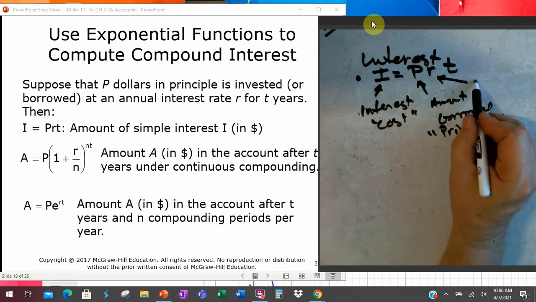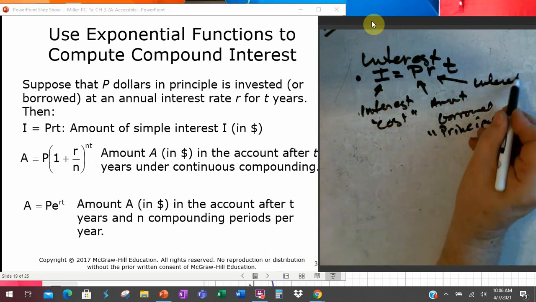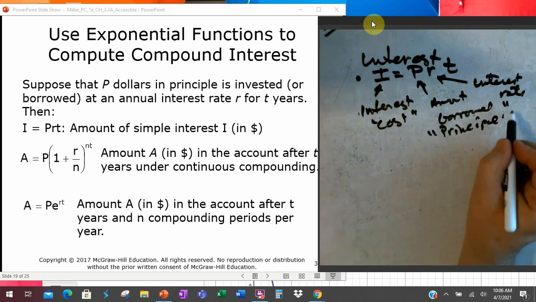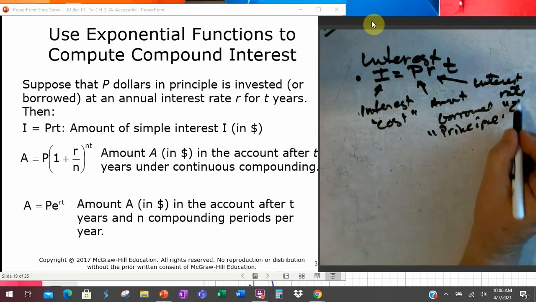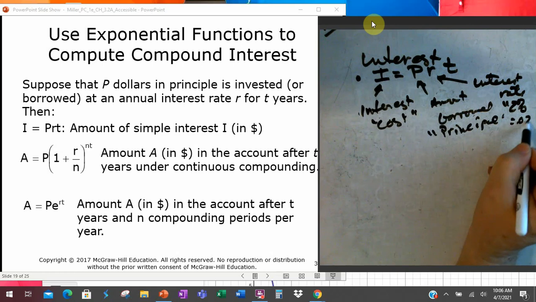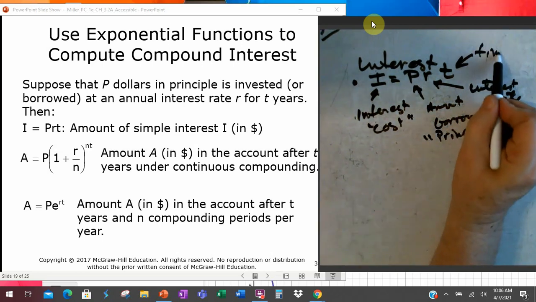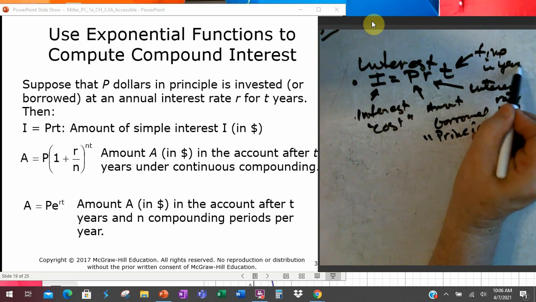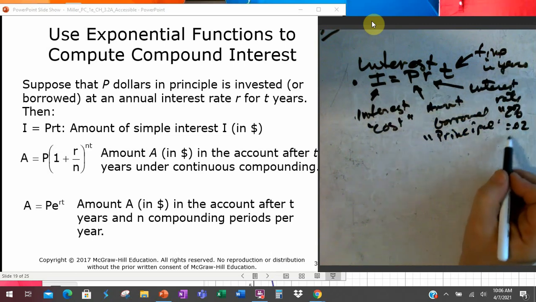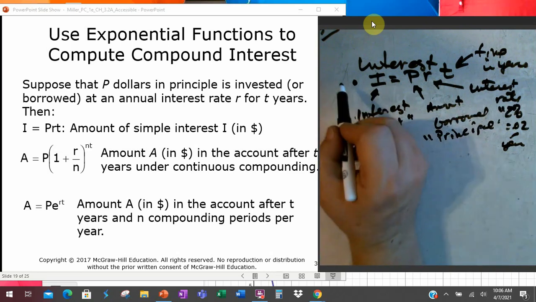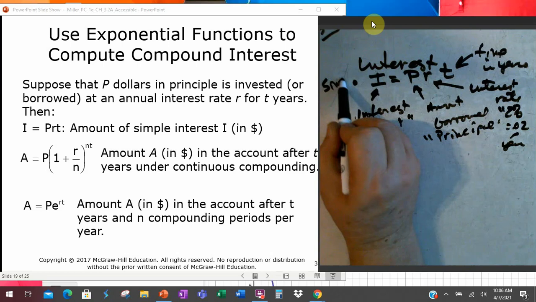Your R is your interest rate, and this is in decimal. So for 2%, you would be 0.02, okay? And then your T is your time, and this is understood to be in years. This interest rate is per year, so T would be in years, and that would be your cost. That's simple interest. This one is called simple interest.